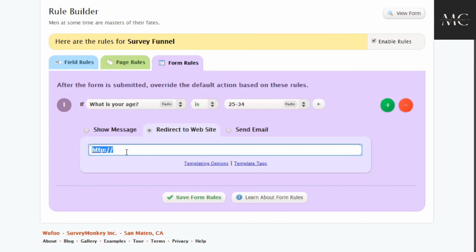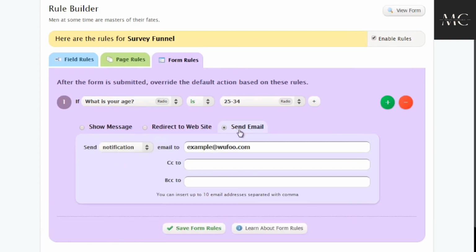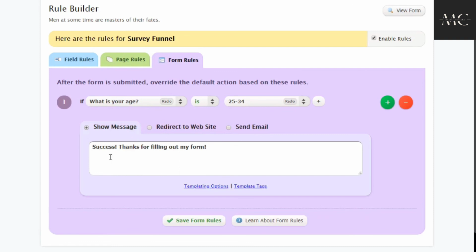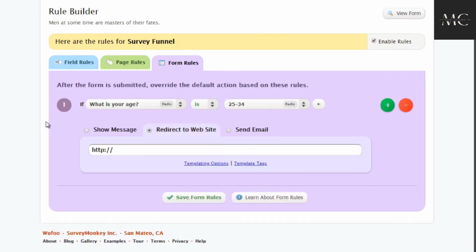So you could have this linking to a video sales letter, right? Or this linking to an opt-in form. Or you can have them show a message. But that's why you need to use Wufoo.com, because a lot of survey builders don't really allow this. All they do is allow you to build a form, and that's it.